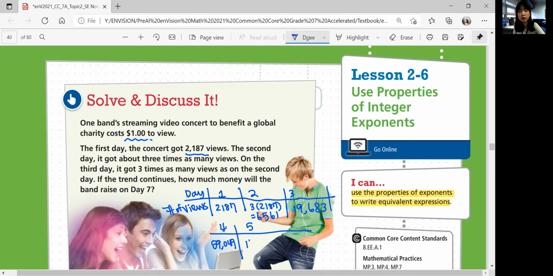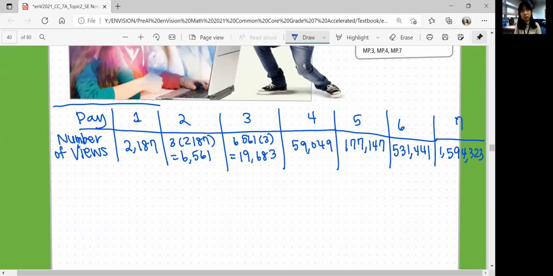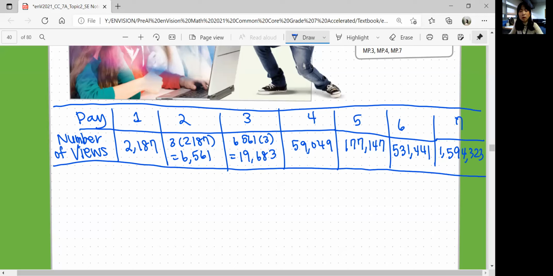59,049 on the fourth day, 177,147 on the fifth day, 531,441 on the sixth day. And finally, 1,594,323. Okay. So this is the table of values for this problem. So we have 7 days shown in this table, and you multiply by 3 each day. You can add the products to get ultimately 2,390,391 raised in 1 week total.